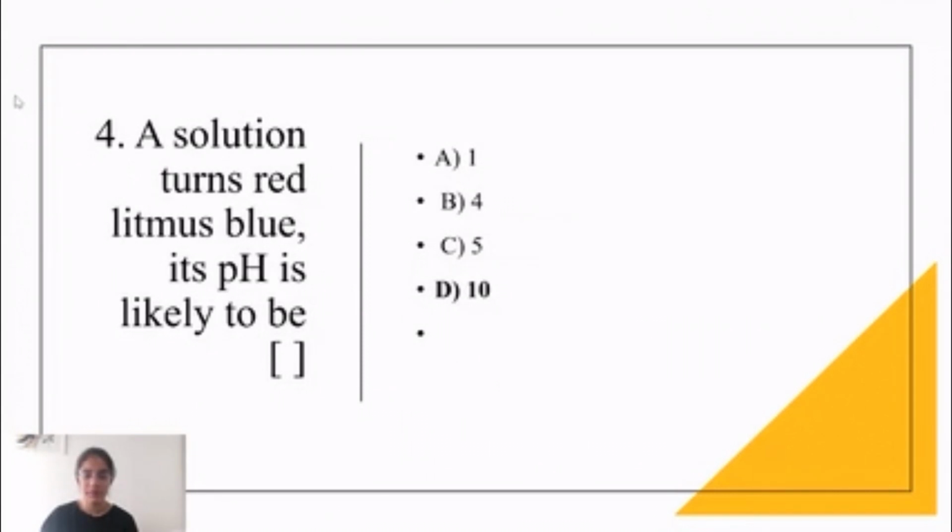Next question. A solution turns red litmus blue. Its pH is likely to be? You know, bases turn litmus blue, so the red litmus is turning blue, which means its pH is likely to be between the range of 8 to 14. So you can choose the number which lies between 8 and 14. It is 10. So the answer would be 10.